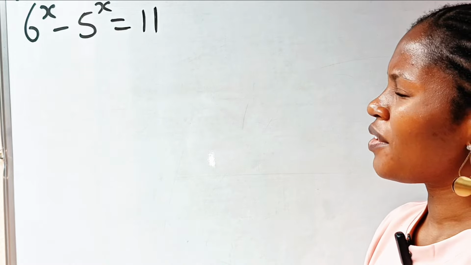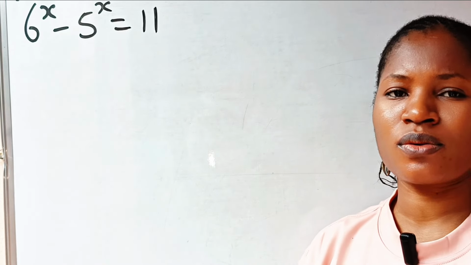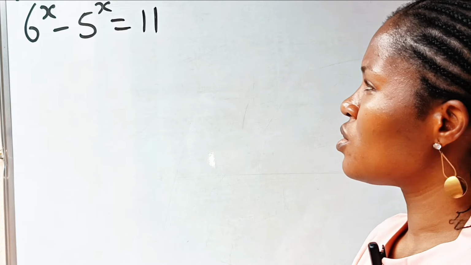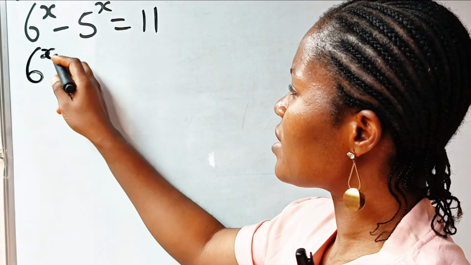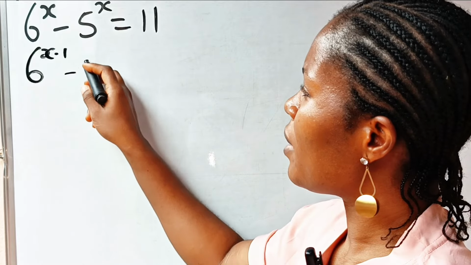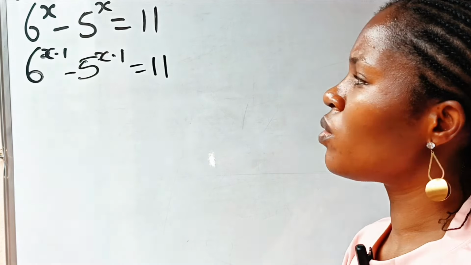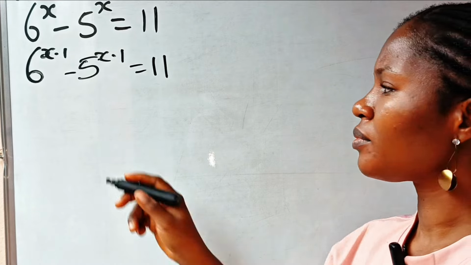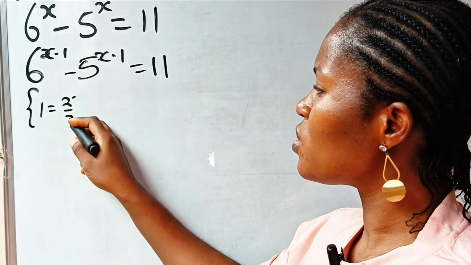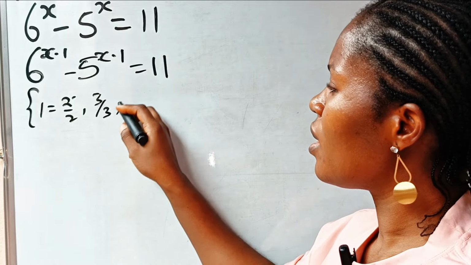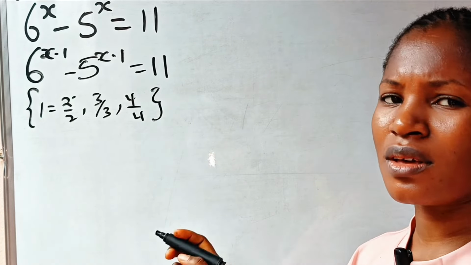Alright, now first of all, looking at this, how do we bring down the x? How do we even go about it? Now I want you to note that this can be written as 6 to the power of x multiplied by 1 minus 5 to the power of x multiplied by 1 is equal to 11. Now 1 can be anything. It can be 2 over 2, it can be 3 over 3, it can be 4 over 4, and so on and so forth. It can be anything.